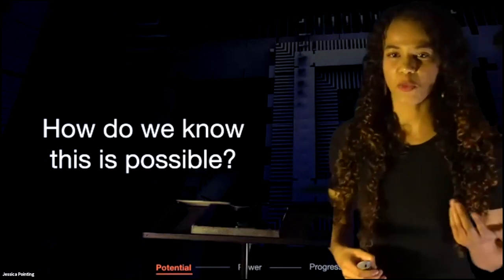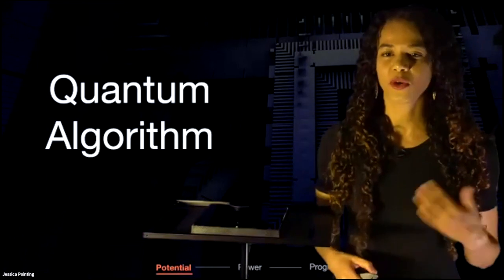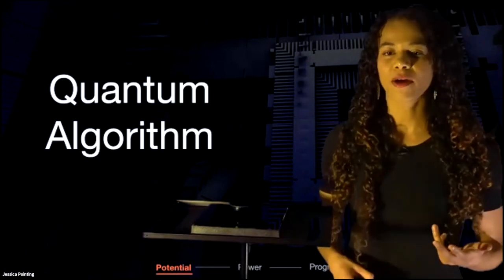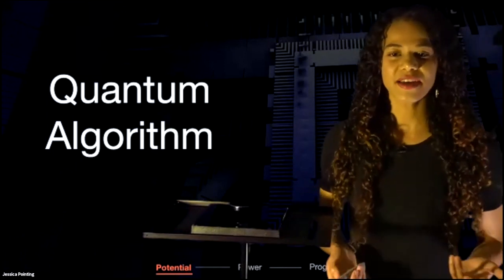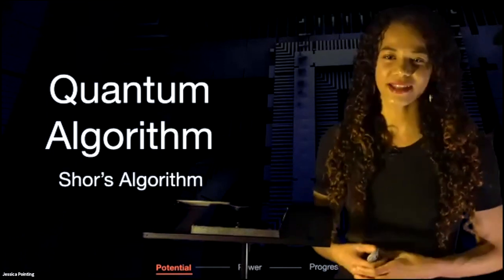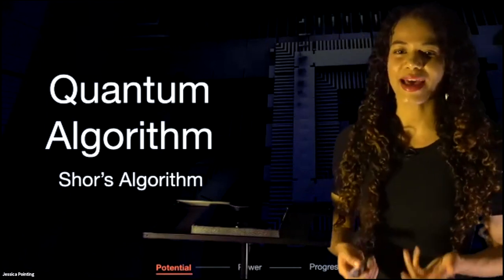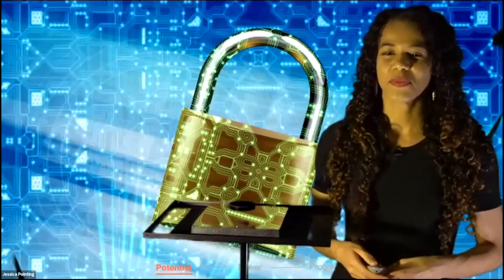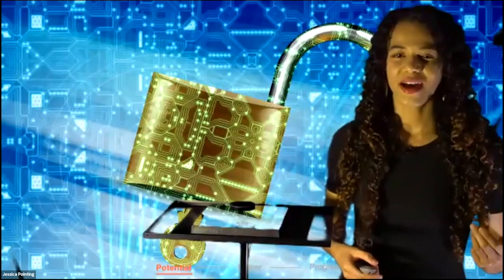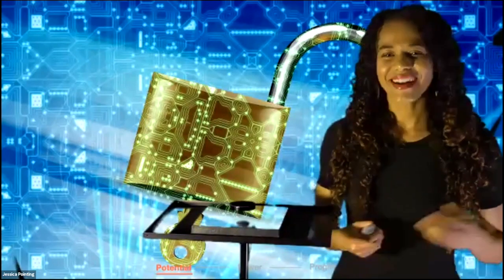So how do we know this is possible? Well, that's because people come up with quantum algorithms. And a quantum algorithm is a set of instructions that you give to a quantum computer. So there is a guy called Peter Shor, and he's actually a professor at MIT, and he came up with this algorithm and showed theoretically a quantum computer could do this. And it's a very important problem because this is actually what keeps all your data secure on the internet, your credit card, your bank information. And essentially with a quantum computer, you have the key to unlock this encryption method. So that is a problem.